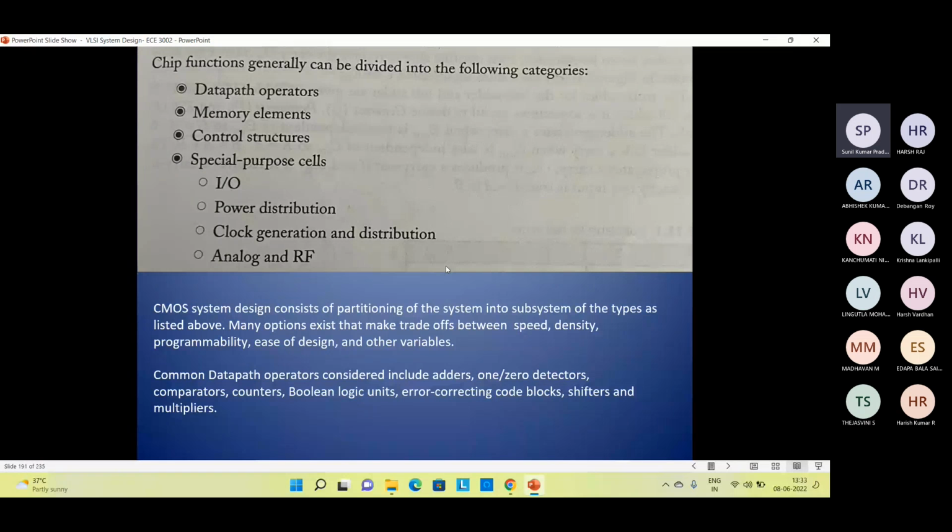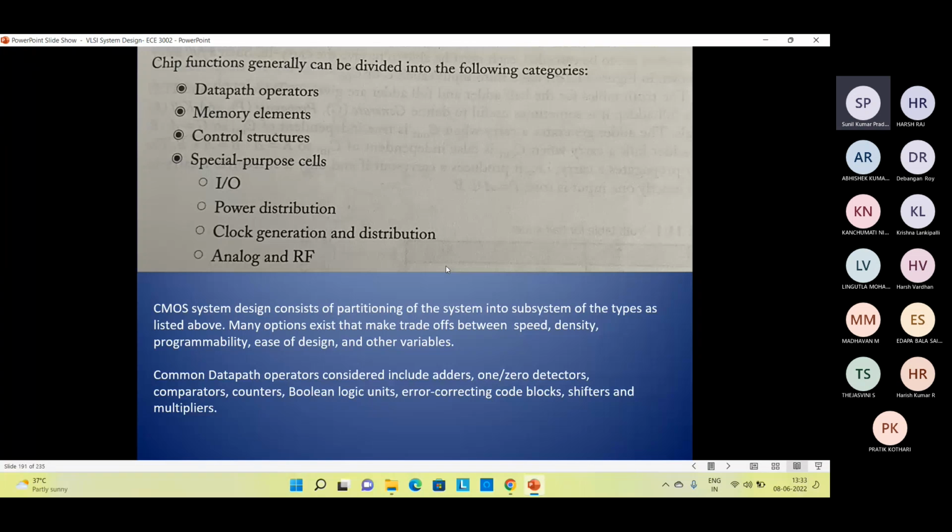Now, as we are dealing with CMOS systems, that is complementary metal oxide semiconductor, this CMOS system design basically consists of partitioning of the system into subsystems of the types that we have just discussed: data path operators, memory elements, control structures, and special purpose cells like input output, power distribution, clock generation, analog RF, etc. Many options exist that make trade-offs between speed, density, programmability, ease of design, and other variables.